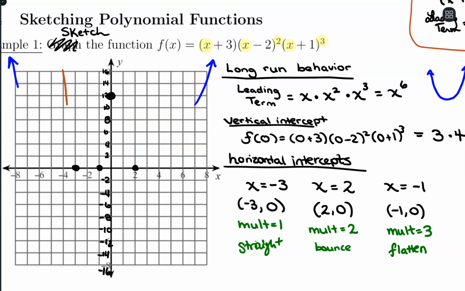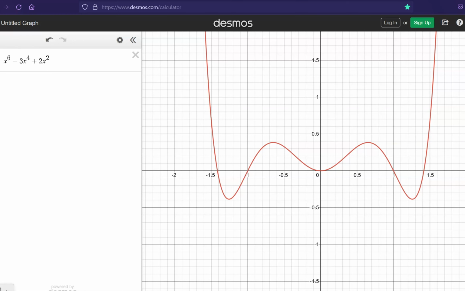I'm going to come down from positive infinity, go straight through -3, 0, turn, flatten across -1, 0, go up to 0, 12, turn, yeah, good enough, turn, come down to +2, 0, bounce, and go up off to positive infinity. It's a little silly, but it's just a sketch, and we hit the key points that we wanted to. Let's take a look at the graph in Desmos. Oops, there we go.